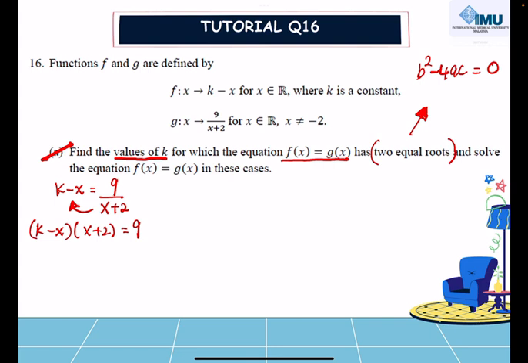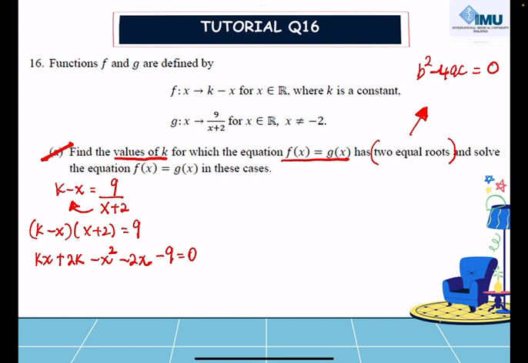Try to expand the bracket first. You will obtain kx plus 2k minus x squared minus 2x. Now the 9, when you move it from positive, it becomes negative. So all terms are on one side equal to 0.